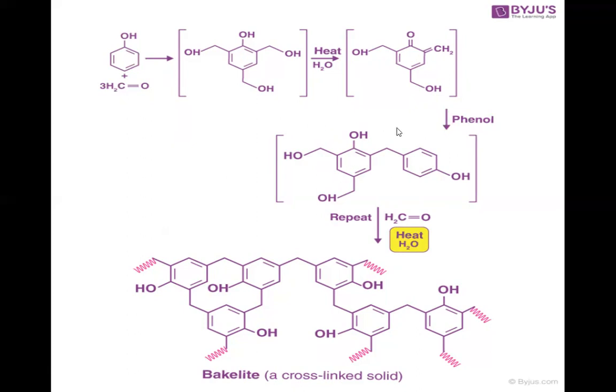And the polymerization takes place in a three-step mechanism, or in 3 stages. In the first stage, the phenol is made to react with formaldehyde in the presence of an acid or alkali, and it forms mono, di, or tri methylol phenols, depending upon the phenol-formaldehyde ratio.